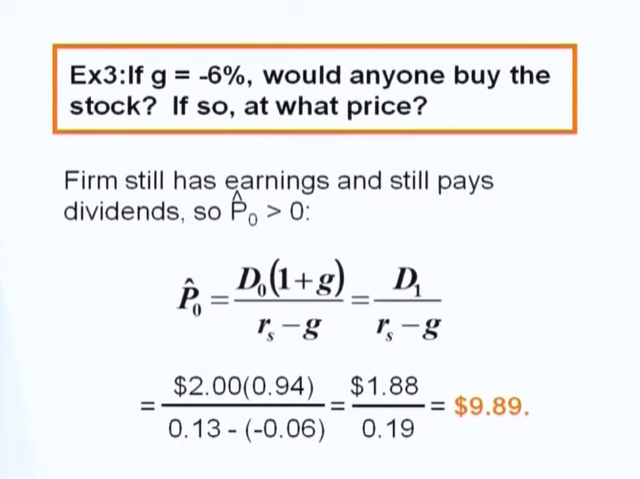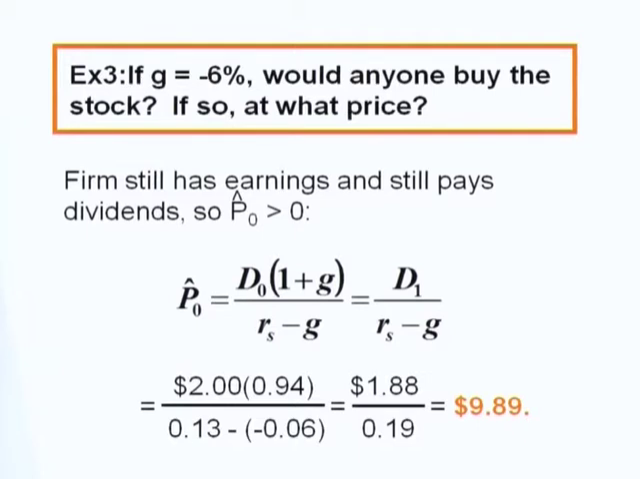What happens if G becomes negative 6%? Would anyone buy the stock? If so, at what price? With negative 6%, you get lower dividends, a lower dividend growth rate. So, will anyone buy the stock? Let's try to find the value.